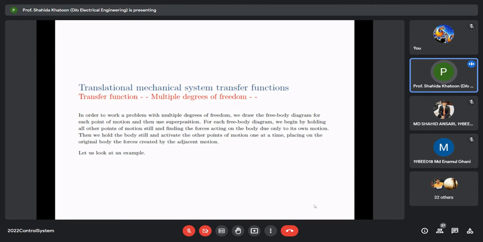For a problem with multiple degrees of freedom, we draw the free body diagram for each point of motion and then use superposition. For each free body diagram, we begin by holding all other points of motion still and finding the forces acting on the body due only to its own motion. Then we hold the body still and activate the other points of motion one at a time, placing on the original body the forces created by the adjacent motion.